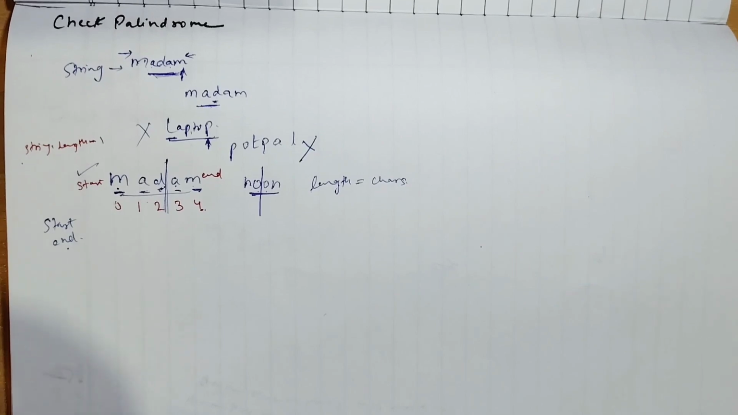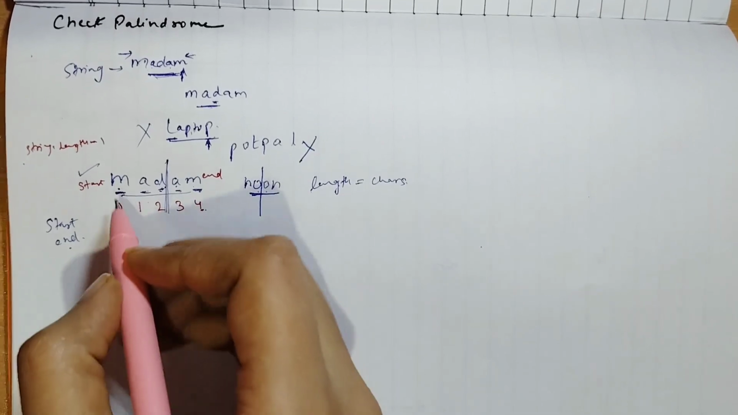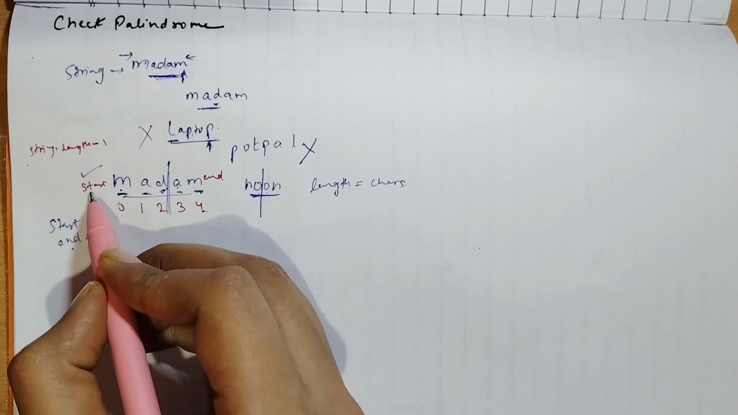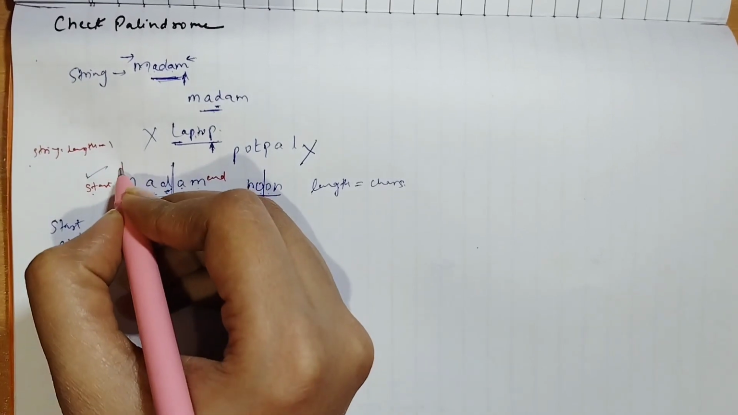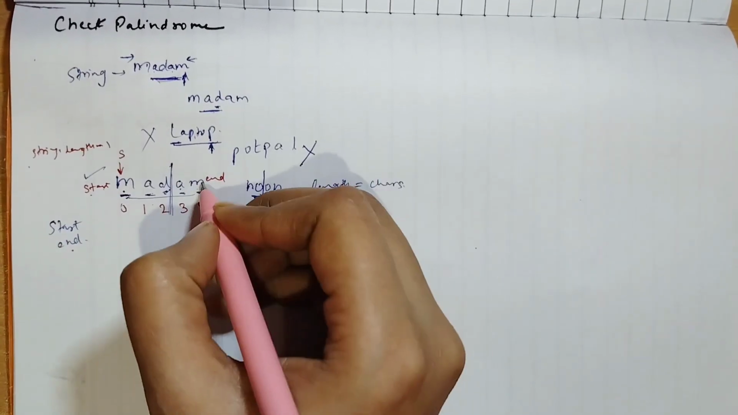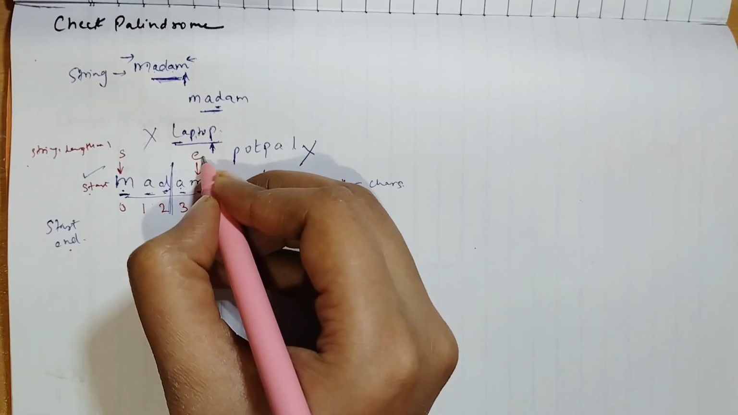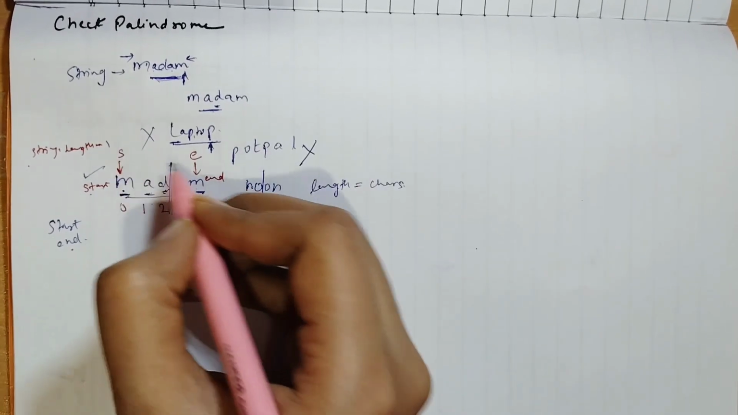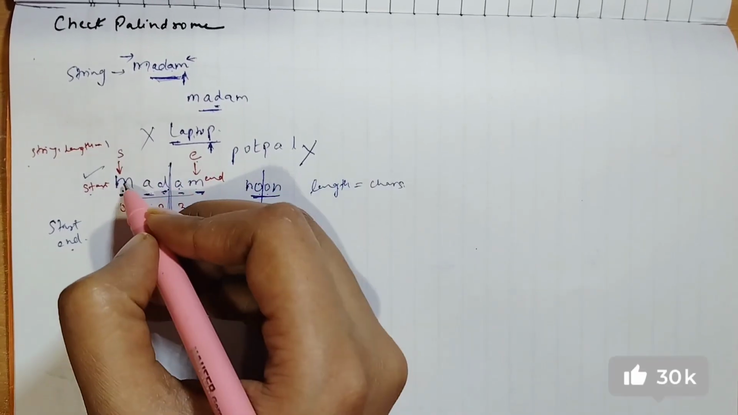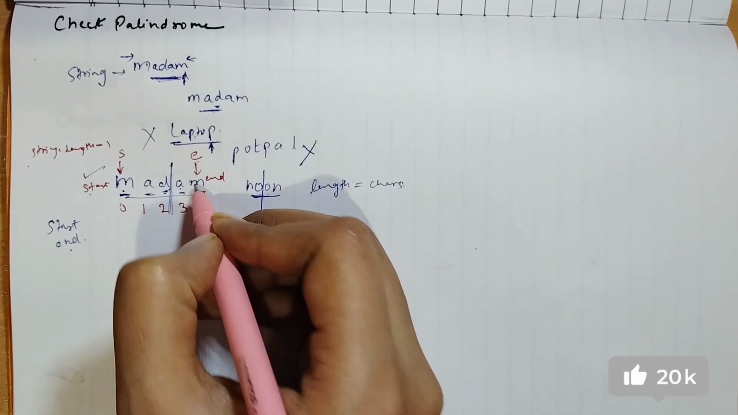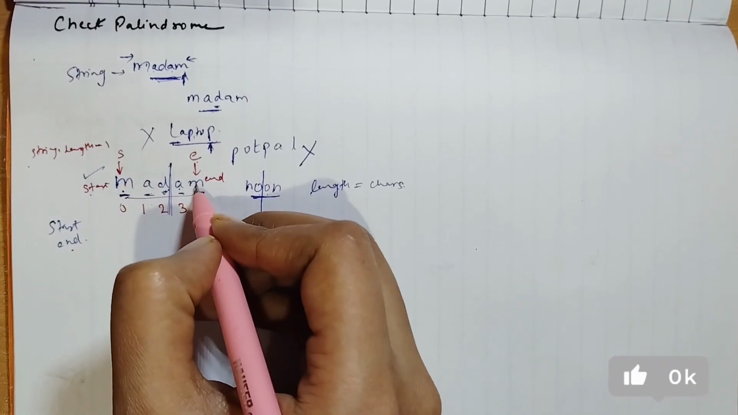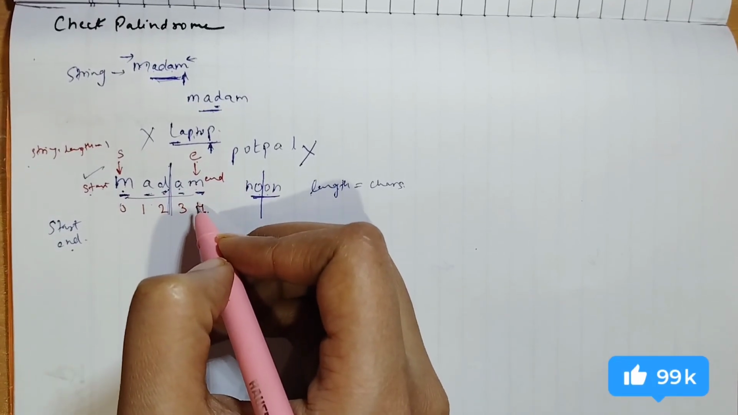Now I am teaching you how the code will run in the backend. So how will code run in the backend? First, our start pointer will start from here. Start is here and end is here. So start and end will compare themselves. M will compare with M. Is M and M same? Yes, it is same.